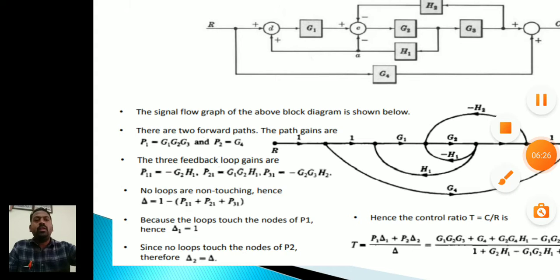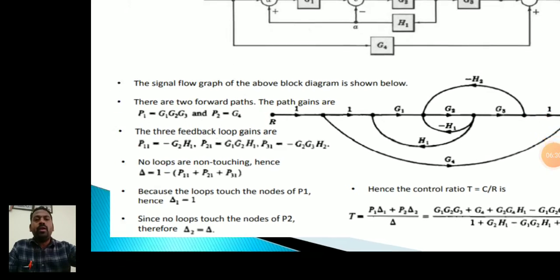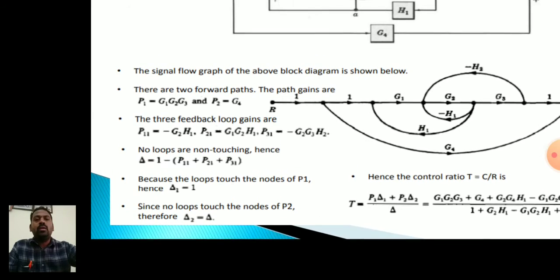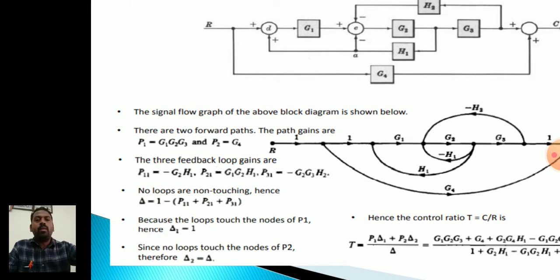So going further, you have to find delta, delta 1 and delta 2. First you find the delta value, that is delta equal to 1 minus the sum of individual loop gains, that is L1, L2, L3. You have to substitute this value here, this value here and this value here.